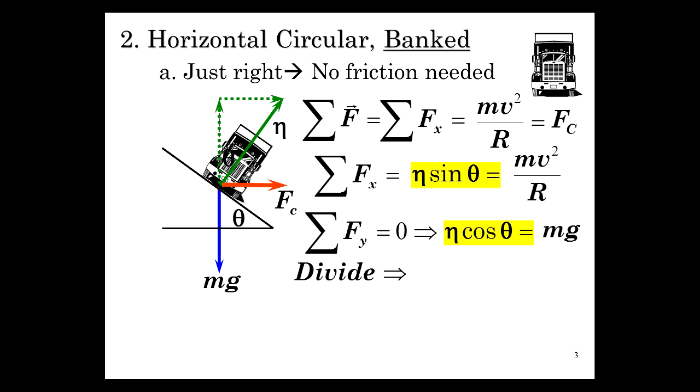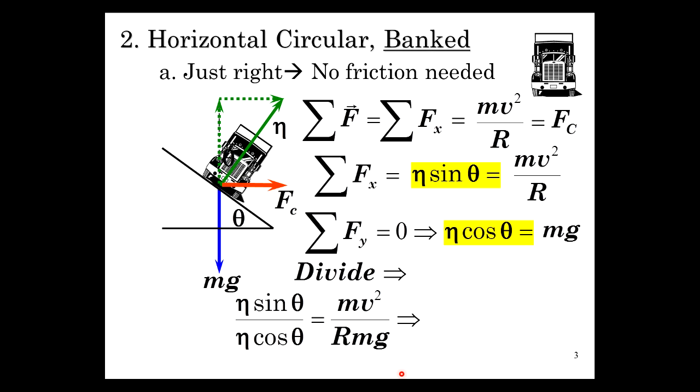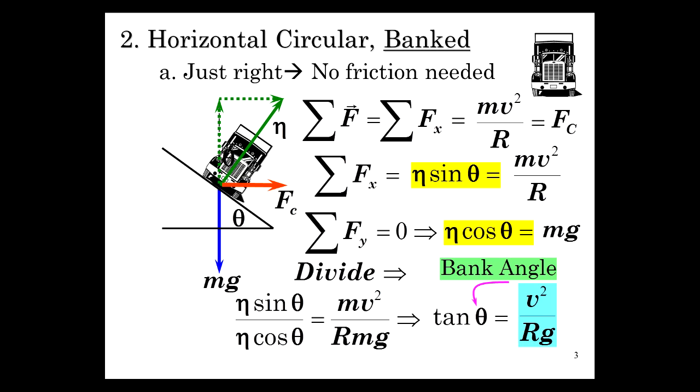Now let's just divide these two expressions. So we have n sine of theta over n cosine of theta is mv squared over r over mg. And of course, normals divide out, masses divide out. Sine of theta over cosine of theta is tangent theta, which is v squared over rg. So this is the just right bank angle. You want to know what the just right bank angle is? In any situation similar to this, or exactly like this, it's always v squared over rg.